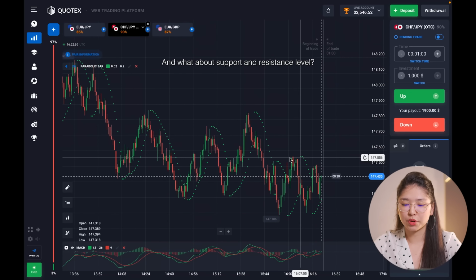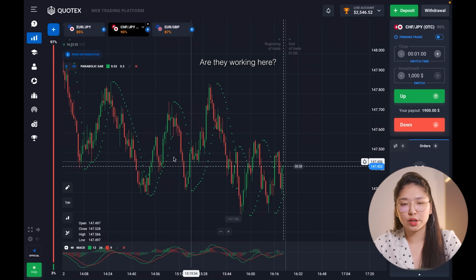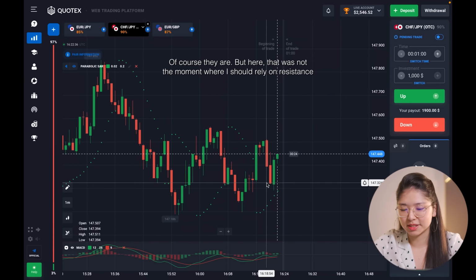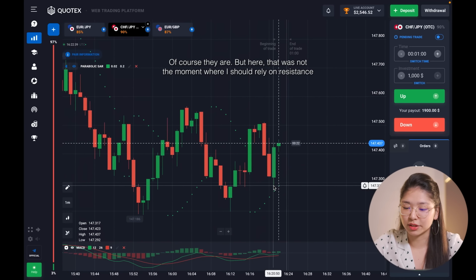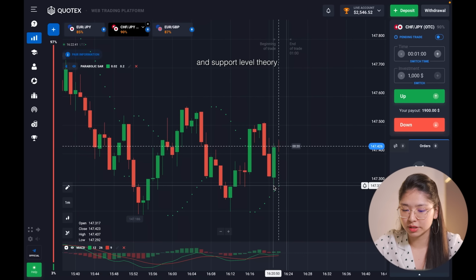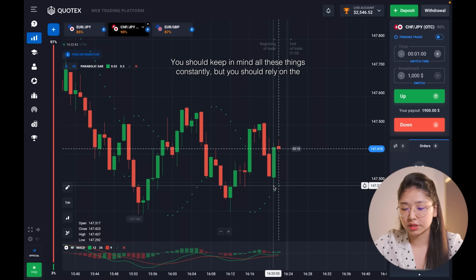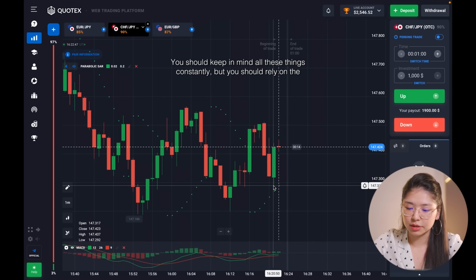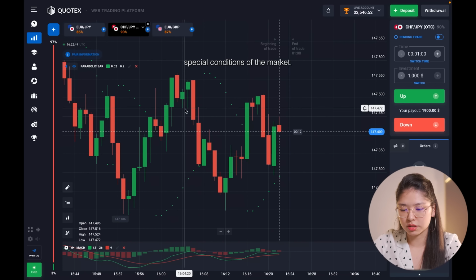And what about support and resistance level? So are they working here? And of course they are, but here that wasn't at the moment. They should rely on resistance and support level theory, and you should keep in mind all these things constantly. But you should rely on special conditions of the market.